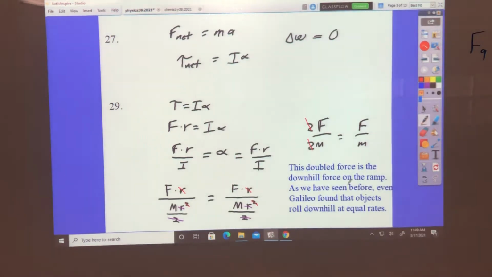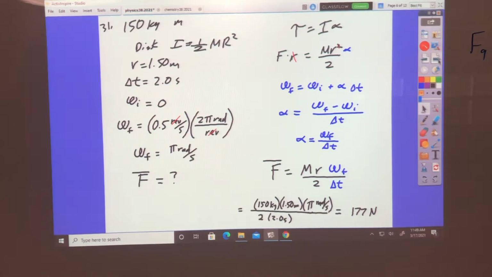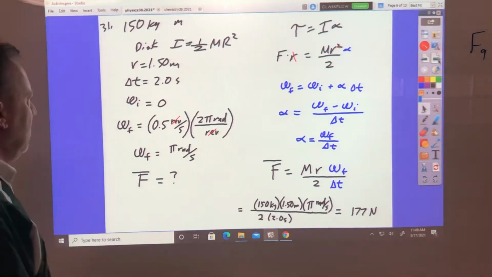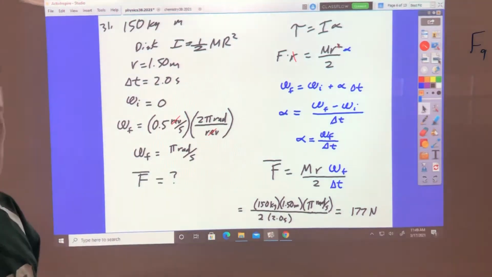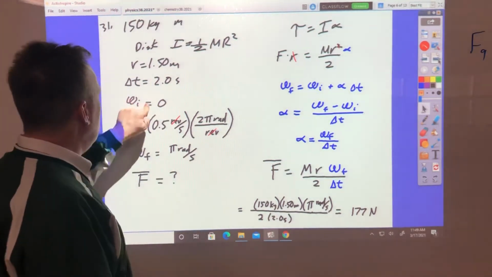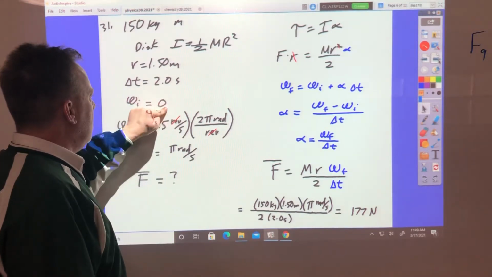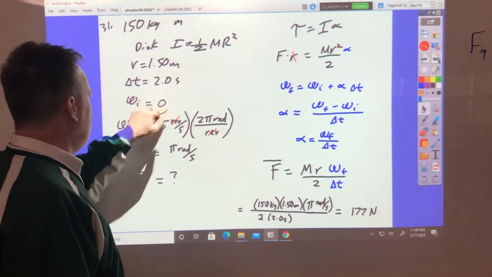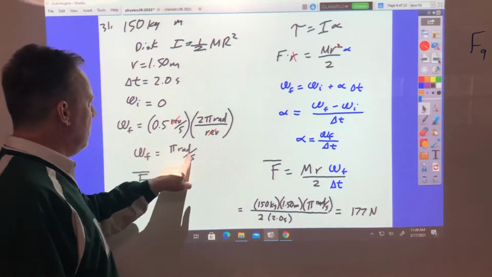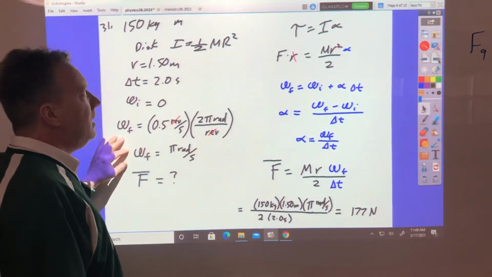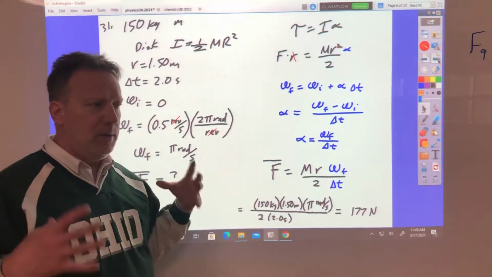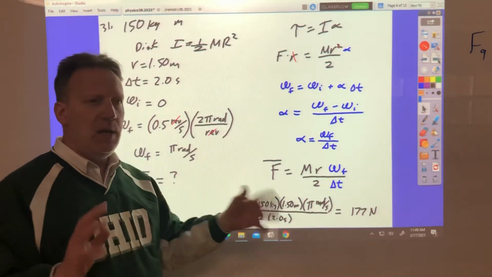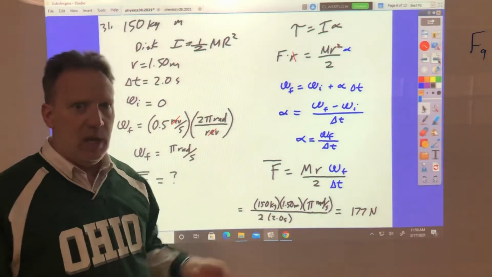Okay, the next one was 33, and I cleaned this one up a little bit, reorganized it, made it a little neater. Our initial angular velocity was 0, and you had to find the final angular velocity, which was pi. And you're spinning this like a disk, like we did the granite sphere at St. Rita's, except we did that one virtually.